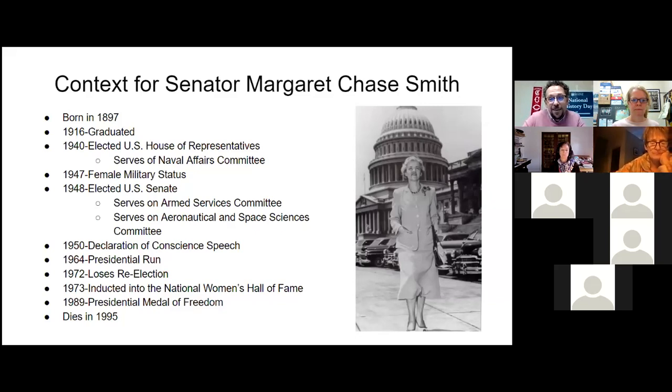she served on the Armed Services Committee and the Aeronautical and Space Sciences Committee. So 2 very important committees in the Senate, one of which helped find funding for NASA to get people into space and to get people on the moon, right? In 1950, she stood up to Joseph McCarthy during McCarthyism and the McCarthy Red Scare.